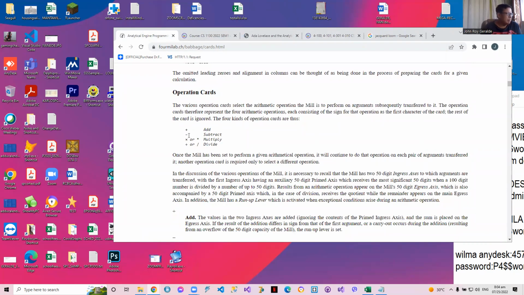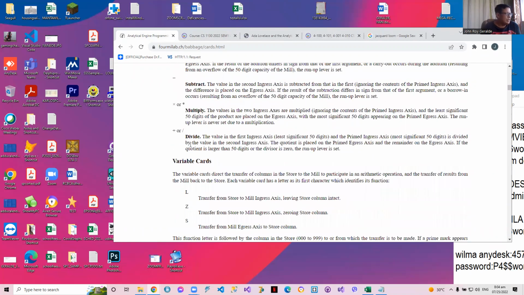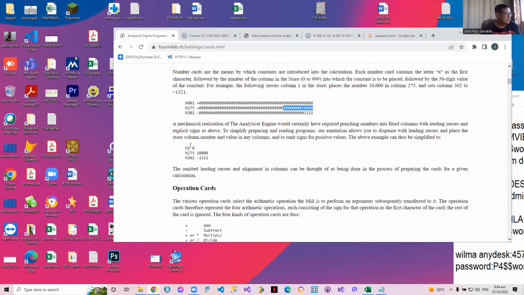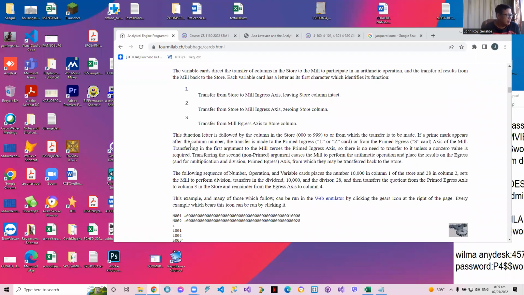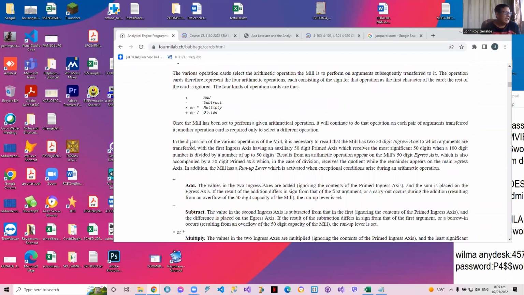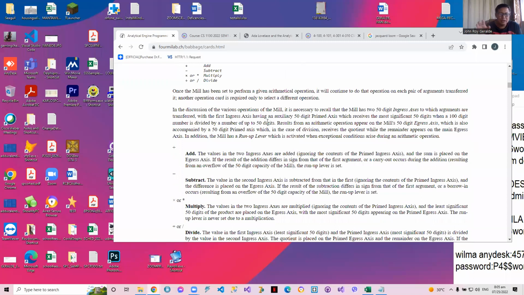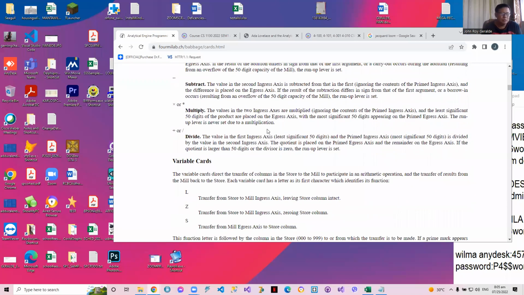Operations such as plus, minus, times, divide, or sometimes even square root, and two additional operations, shifting to the left and shifting to the right. Actually, there are three, not just two: number cards, operation cards, and variable cards. N is used to store values into variables, to initialize values. It's like an assignment statement.